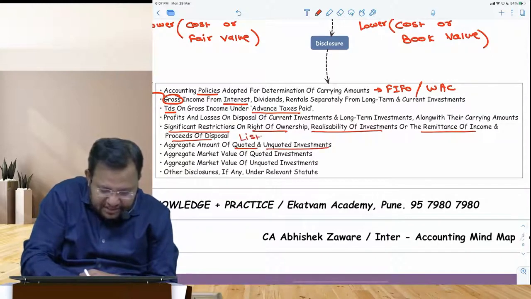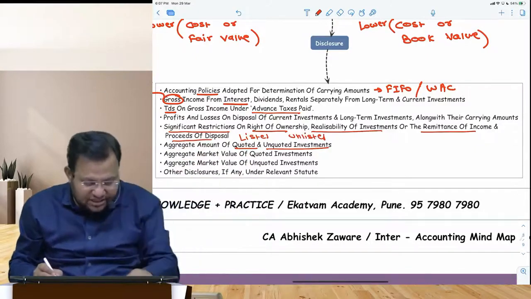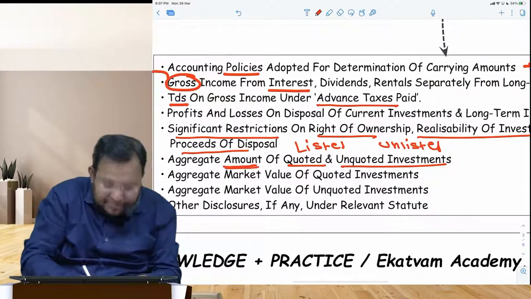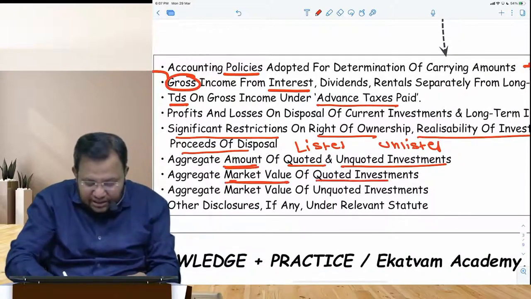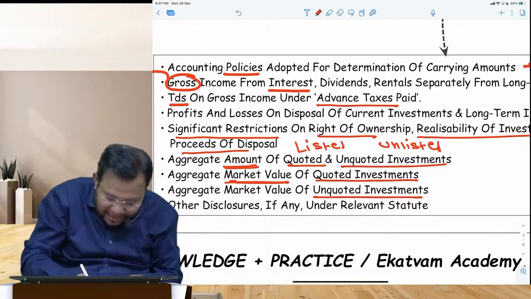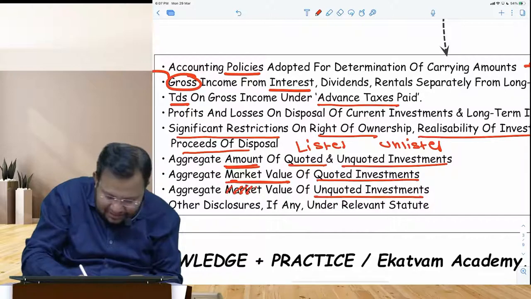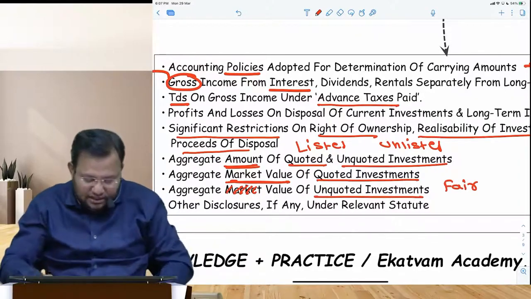Quoted is listed and unquoted is unlisted. You should give the breakup of how much out of the total is listed and how much is unlisted. Aggregate amount matlab ye cost ka breakup rahega. Fir aapko market value ka bhi breakup dena padega only for quoted investment. For unquoted investment, you have aggregate fair value rather than market value. The word used should be fair value for unquoted investment.